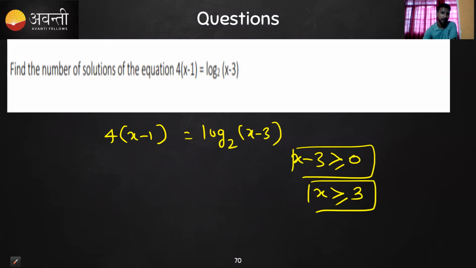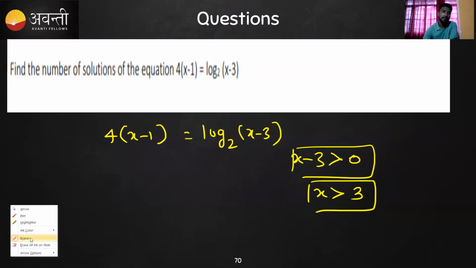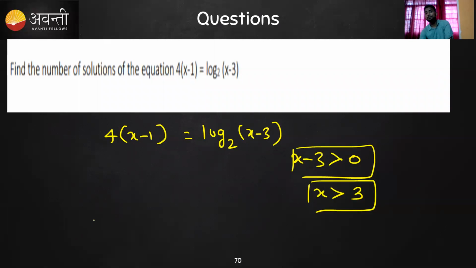One thing you can also do here is you can skip this part. It means x should always be greater than 3. x minus 3 is always greater than 0. Sorry. Okay, so what is inside should always be positive. Then we can apply this thing.